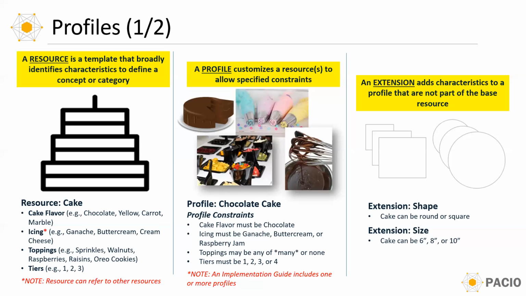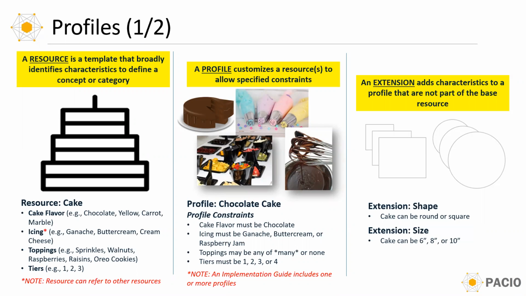A profile would customize a resource to allow specified constraints. So you could develop a profile using the cake base resource called chocolate cake. And for this chocolate cake profile, it would constrain the following requirements. The cake flavor must be chocolate. The icing must be ganache, buttercream, or raspberry jam. Toppings may be any of many or none, and tiers must be 1, 2, 3, or 4.